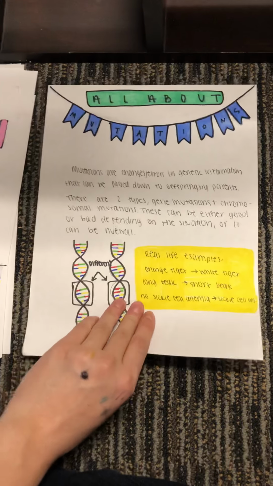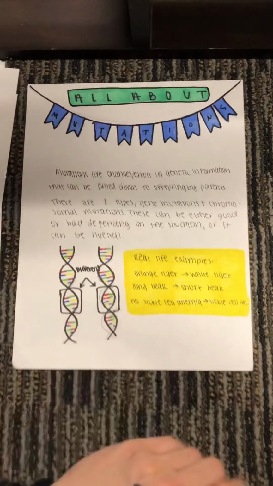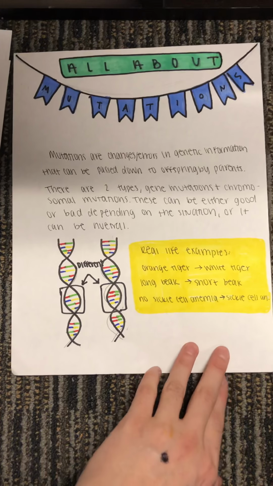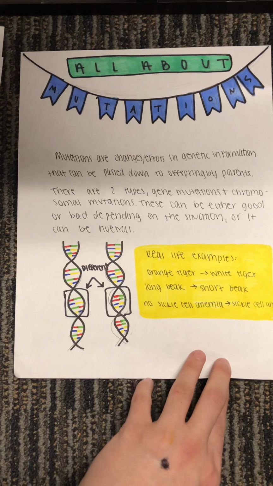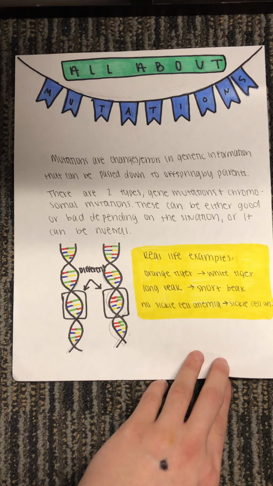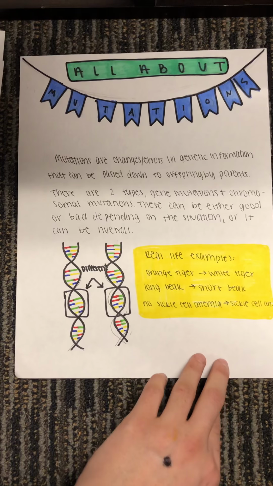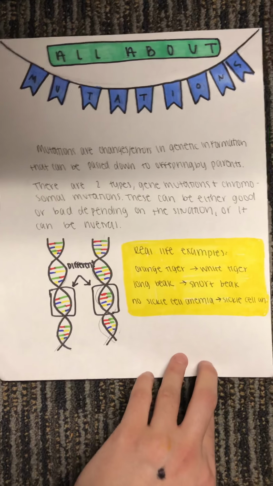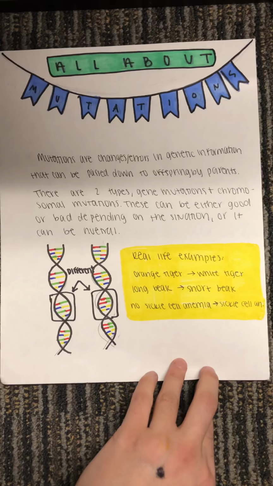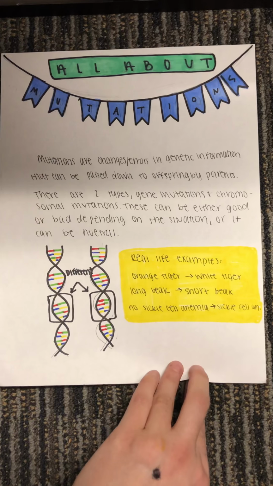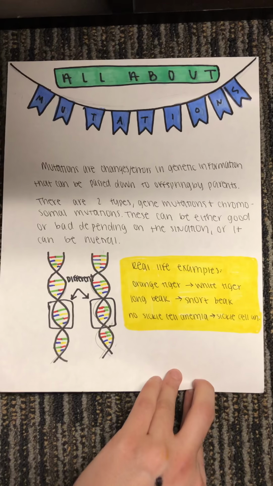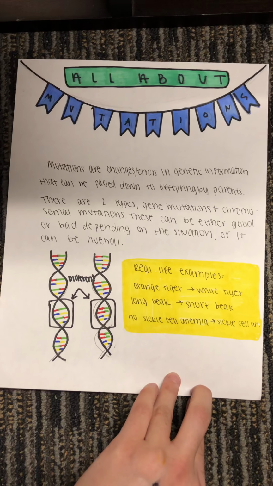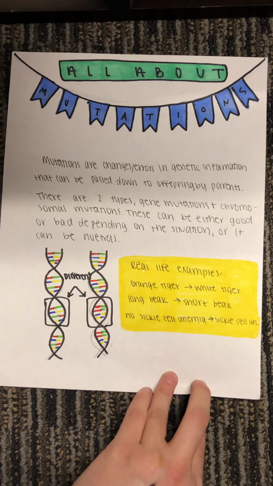Okay, and then last but not least are mutations. So this is all about mutations. Mutations are changes or errors in genetic information that can be passed down to offspring by parents. So it can be inherited from the parents by the offspring. There are two types of mutations, gene mutation and chromosomal mutation. Chromosomal mutation is typically more severe, because it's changing a whole chromosome rather than just one gene.